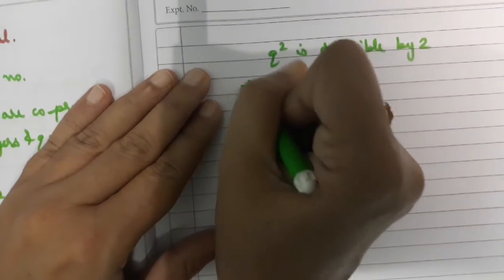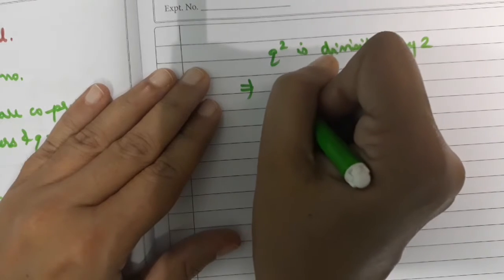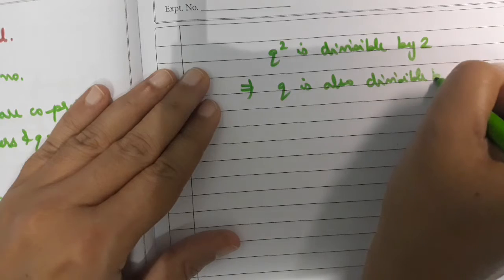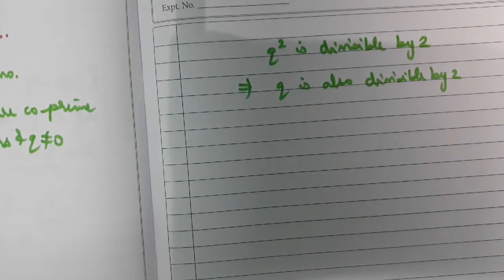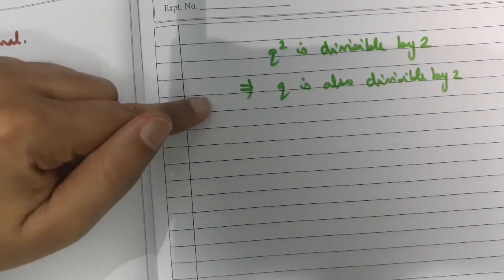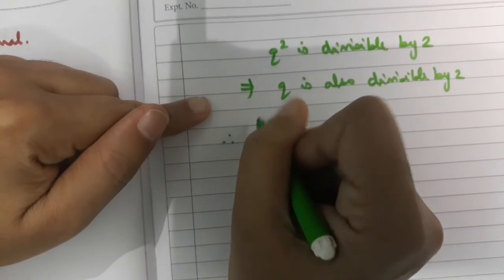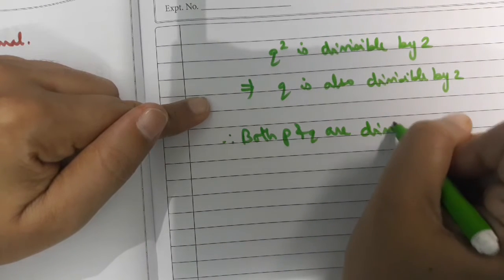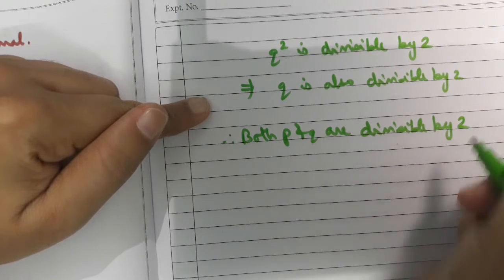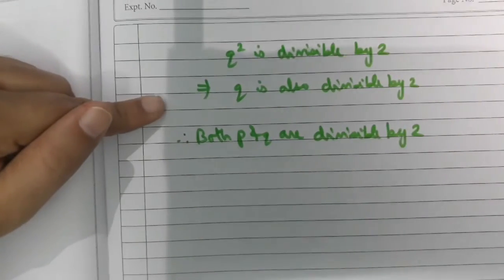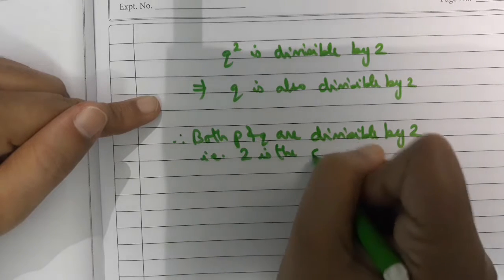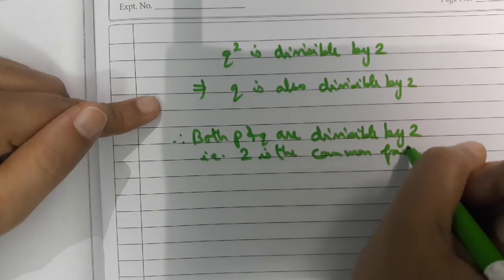So according to the property, if q square is divisible by 2, then q is also divisible by 2. But over here previously we had said that p is divisible by 2, and now we are saying that q is also divisible by 2. So what do we get? We get that both p and q are divisible by 2. If both p and q are divisible by 2, we can say that 2 is the common factor of p and q.